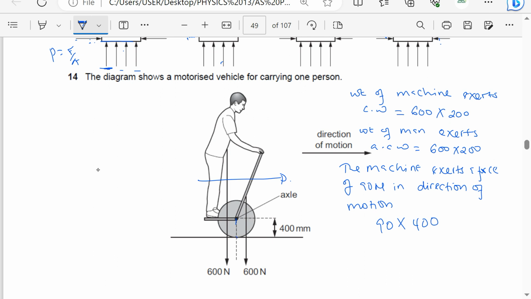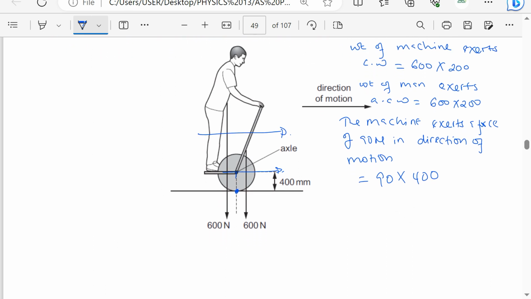So I'm going to take moments about this point here. If the machine exerts a forward force, taking moments about here, I think this is going to be a clockwise moment. So the moment due to the machine is equal to 90 times 400. To maintain balance, of course, the anti-clockwise moments should be equal to the clockwise moments.